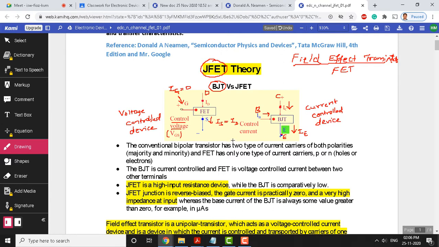Okay. So these are the main differences we can have between BJT and the FET. Other differences which we are highlighting with these points here: the conventional bipolar transistor has two types of current carriers of both polarities, with majority and minority carriers, but FET has only one type of current carriers, either holes or electrons.